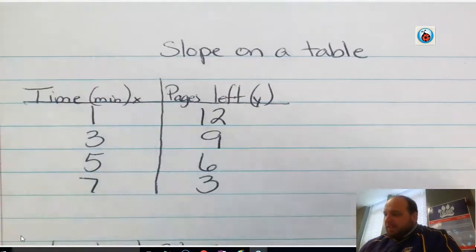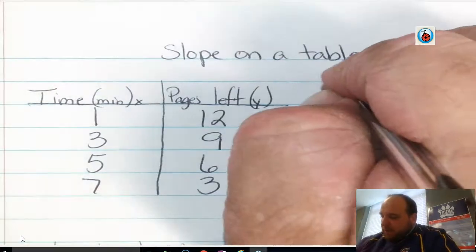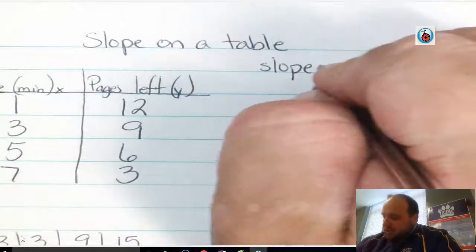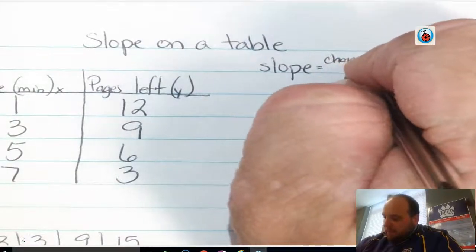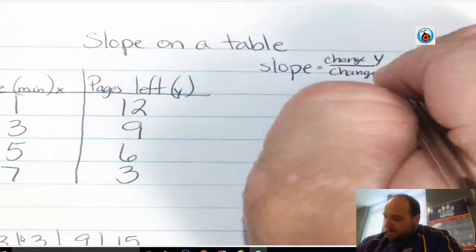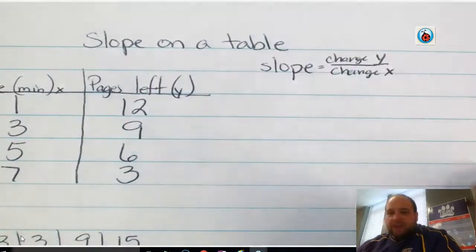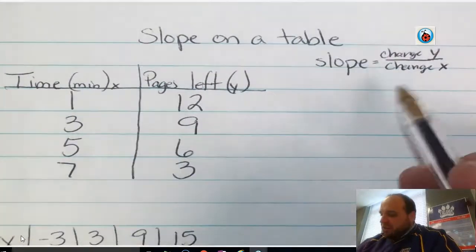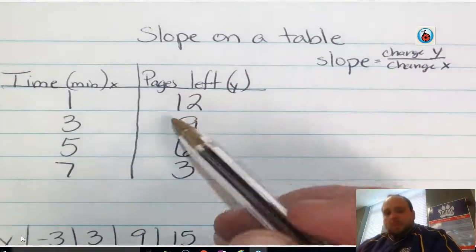Okay, before I start, I just have to remember about slope. I'm going to write this up here so that way I know. Slope is the change in y over the change in x. So I need to keep that in mind as I solve these. Okay, find the slope from a table.